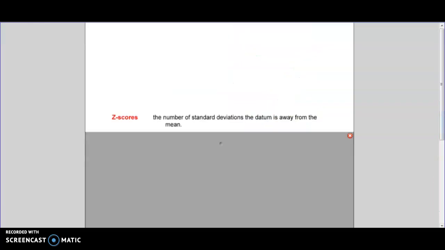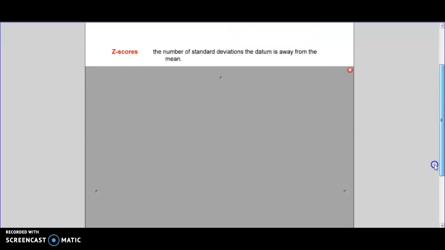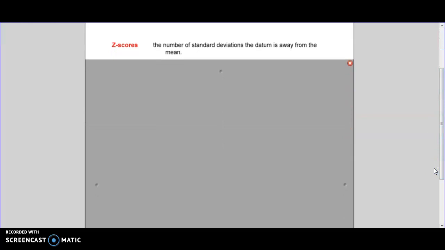Okay, moving on to the last bit here. Another term that we'll get familiar with is z-scores. And what does a z-score tell us? It is the number of standard deviations the datum is away from the mean. So basically, you could take any specific data point and calculate the z-score for that data point, and whatever the z-score is, that number tells us how many standard deviations that data point is away from the mean.